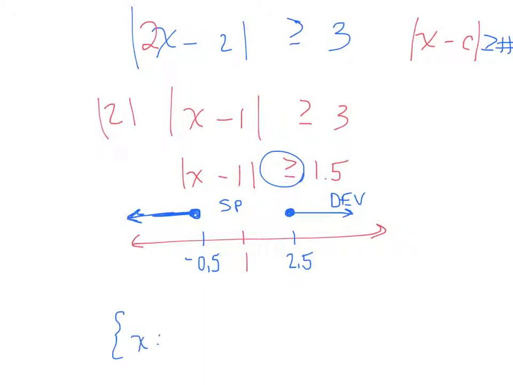Negative 0.5 is greater than or equal to x.